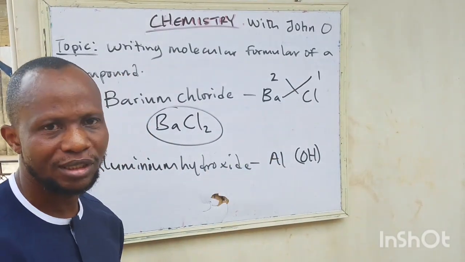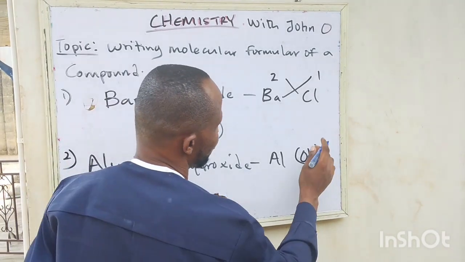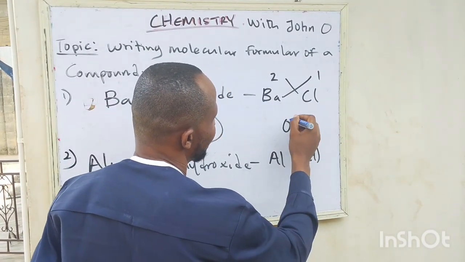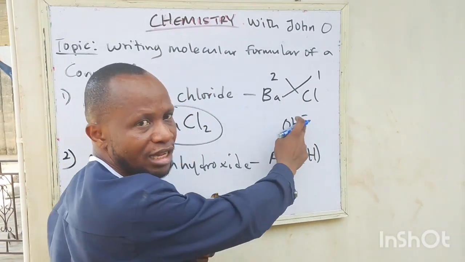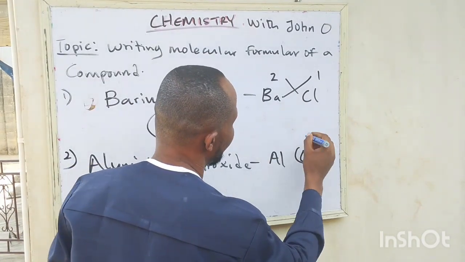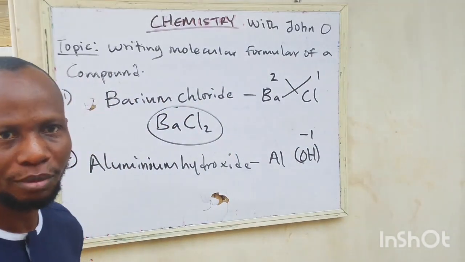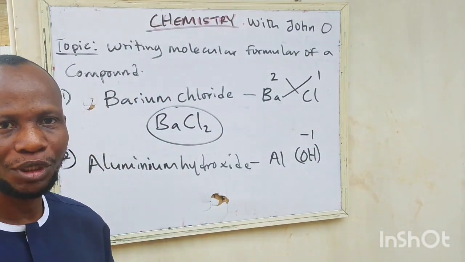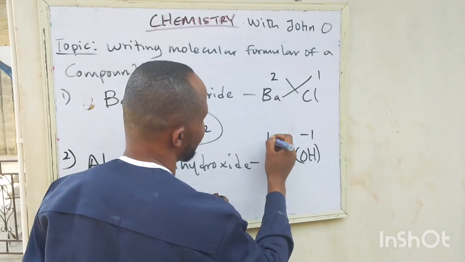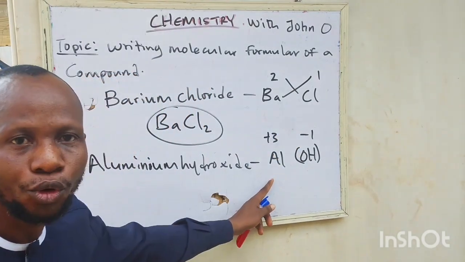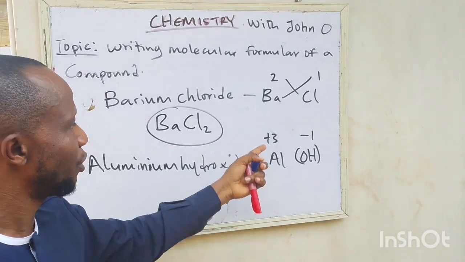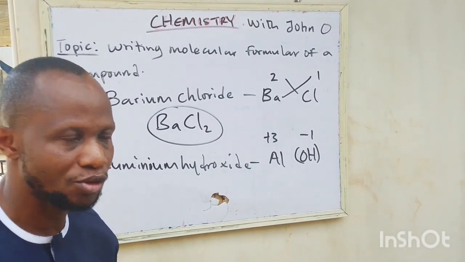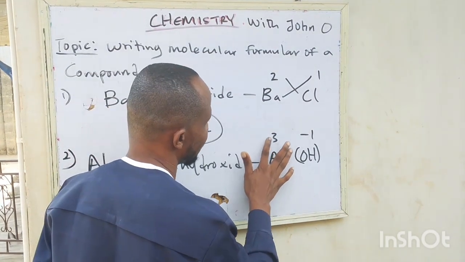Now, what is the oxidation number? Here you see the hydroxide ion is written as OH with a charge representing 1. So for OH, the oxidation number is -1, while for aluminium, the oxidation number is +3, because aluminium is in group 3. And like I said earlier, the sign does not matter, just the numbers.